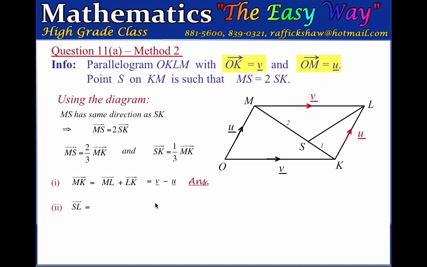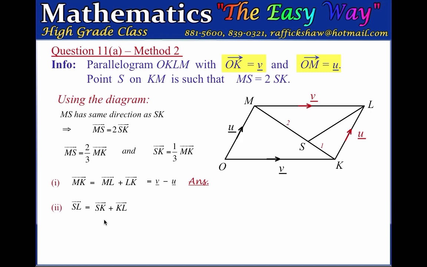Now part 2 is asking us for SL, and again we can look at the diagram to see how we go from S to L. Now to go from S to L, we could come down to K first and then go from K to L. And so we can write that equation, that SL is equal to SK plus KL. That's it. Going from S to L, we can go S to K and then K to L. But as I have said, the SK is 1/3 of MK, and it's good to reference SK in terms of the MK because we already know that MK is V minus U.